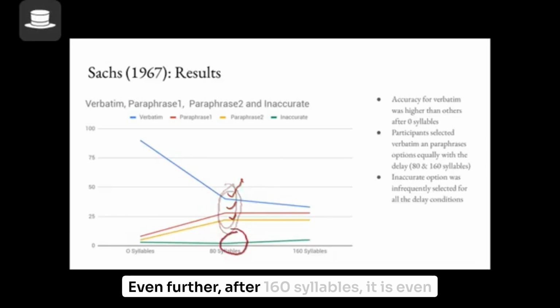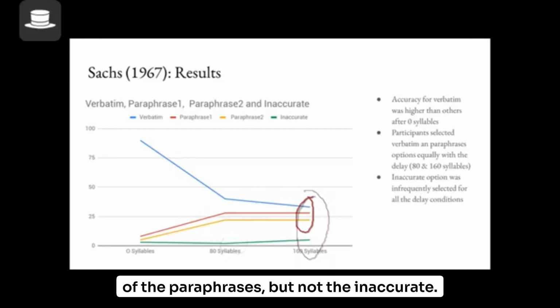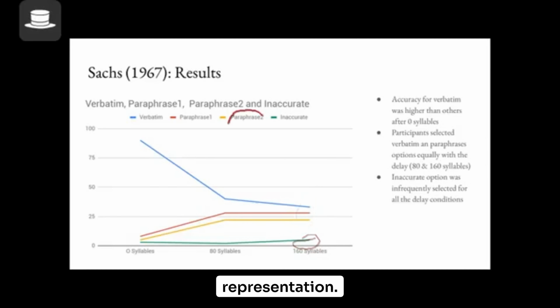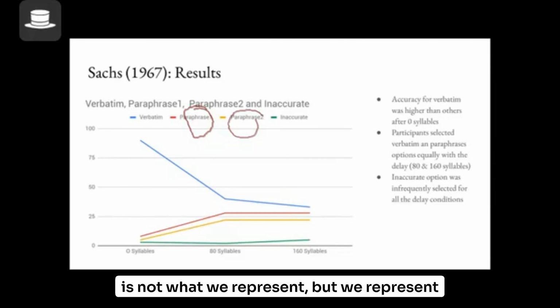Even further, after 160 syllables, it is even clearer that there was no difference in how frequently they selected the verbatim or any of the paraphrases, but not the inaccurate. Suggesting that as you keep reading with time, you lose the exact wording, and what remains is basically meaning representation.